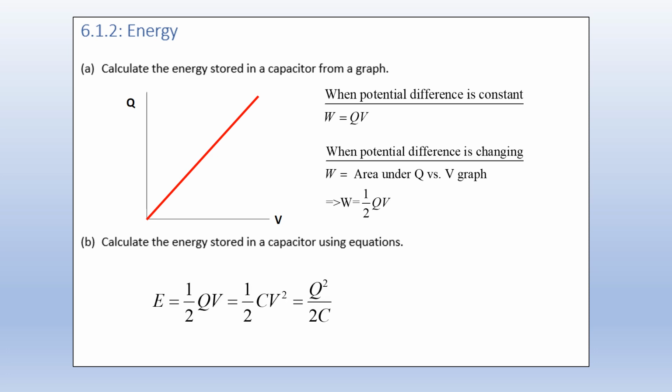So that's one way of doing it, but we can make substitutions into that equation to find others. If we make Q equal CV, we can put that in, or if we make V equal Q over C, we end up with the equation on the far right-hand side.